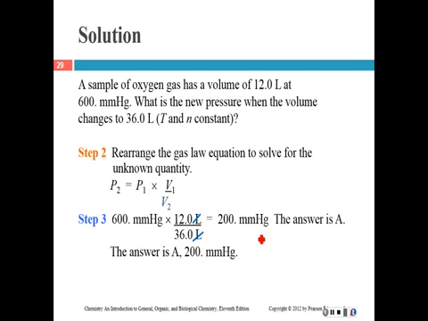Now let's make sure that this makes sense. So what happened? Our volume went up, so our pressure must have gone down. And our volume went up 3 times, so pressure went down 3 times. Let's get ready to check it.